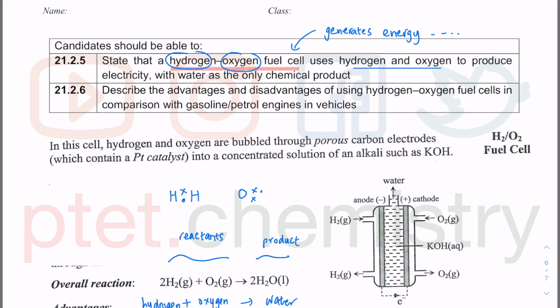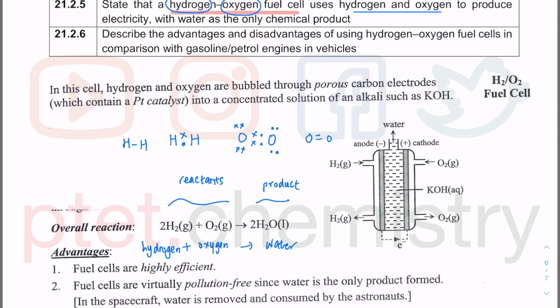So oxygen forms a double covalent bond, because oxygen wants to share 2 of its 6 valence electrons to complete the outer shell. The same goes for the other oxygen, and I get this oxygen-oxygen double bond, hydrogen-hydrogen single bond, and of course water. Water is another thing they like to ask you to draw. So this is the display formula.